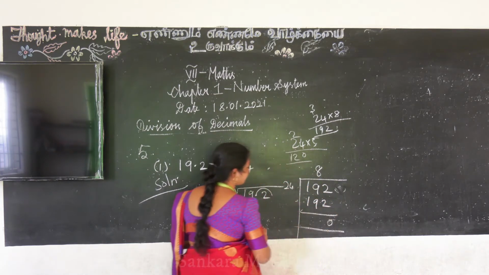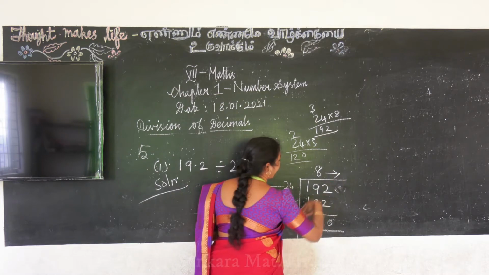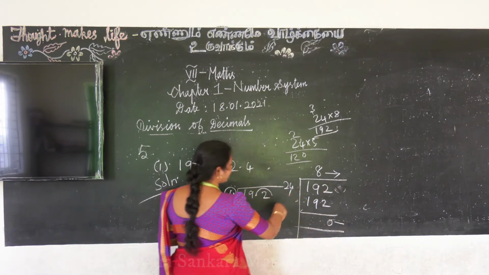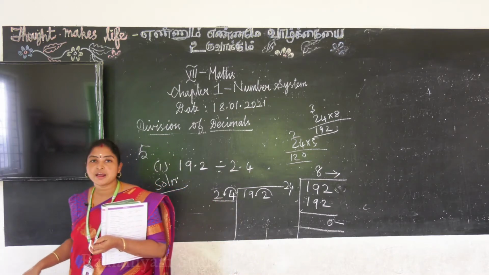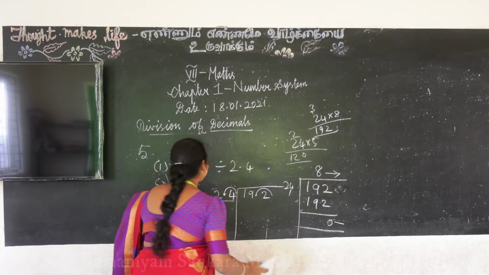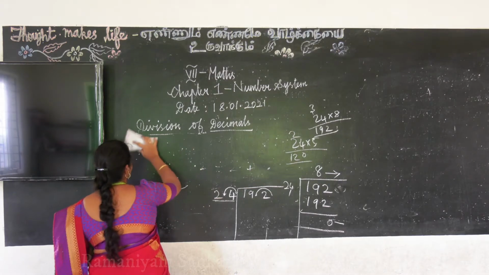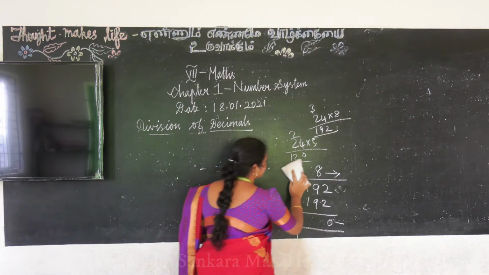What is the answer? What is the quotient? 8. Remainder is 0. Then divisor and dividend. Okay, do you know how to multiply a decimal number by a decimal number? Do you understand this, ma'am? Okay, hope you understood that.